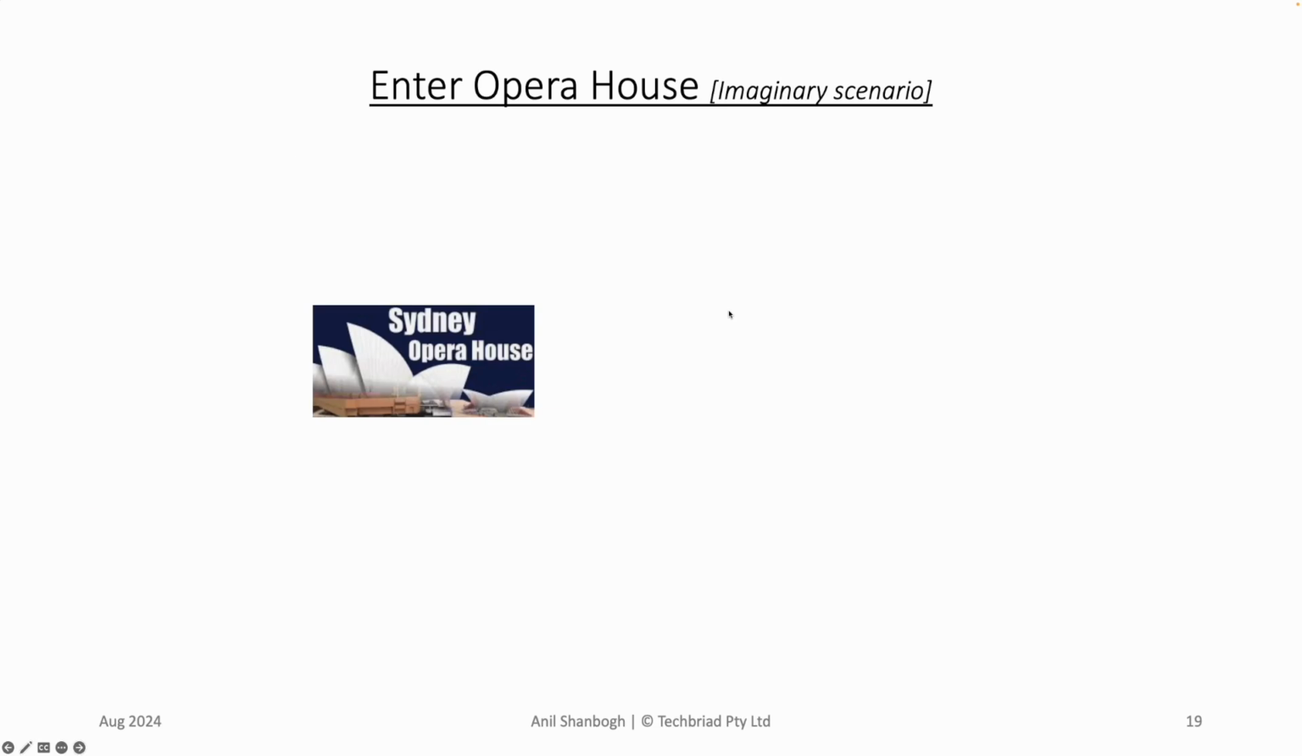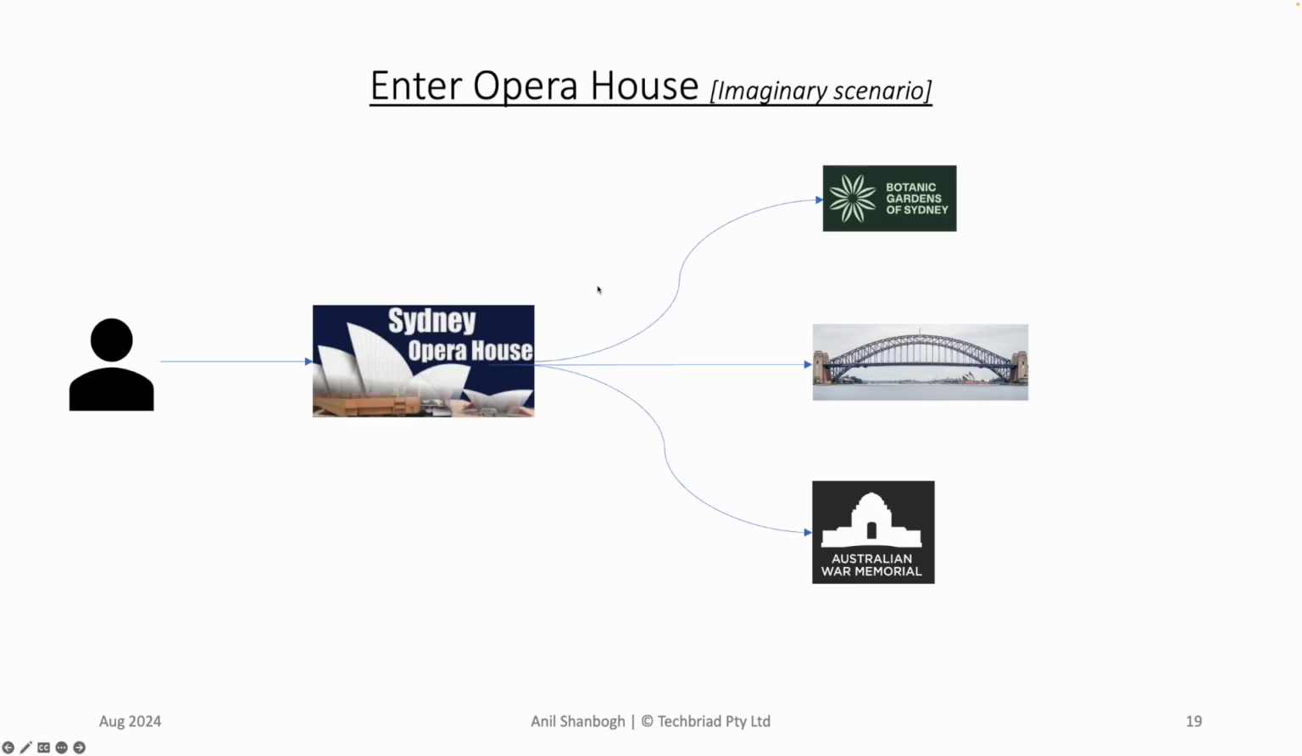Now let's continue on the imaginary scenario and see how bringing Opera House into the picture makes a difference. So a user goes to Opera House, for instance. This is again an imaginary scenario. A user goes to Opera House, and then once they check into Opera House, they don't have to check in again at any of these different attractions. So Opera House, assume, has all these different back doors. I just walk into the door and then I'm teleported to my attraction.